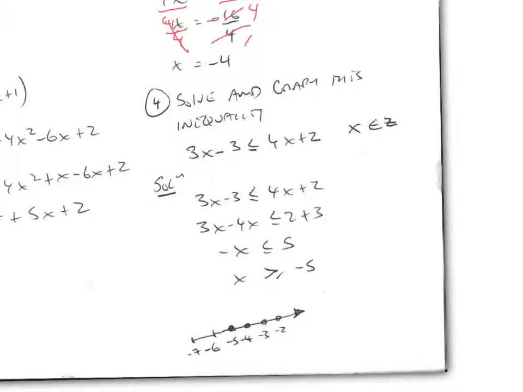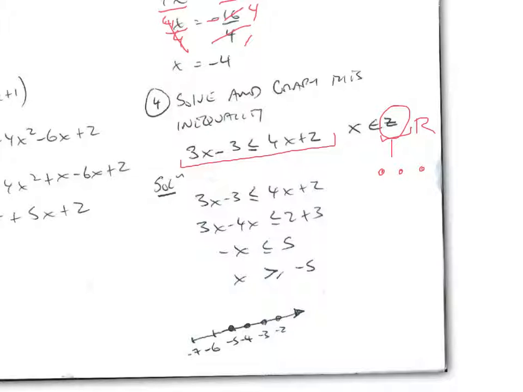Solve and graph this inequality. So we have 3x minus 3 is less than or equal to 4x plus 2, where the solution x is an element of the set of integers, so that's whole positive and negative numbers. So this means that when we're dealing with integers, we're going to use dots to represent our solution rather than a really thick line for the real number solution.